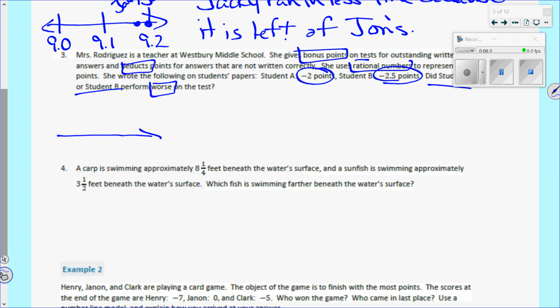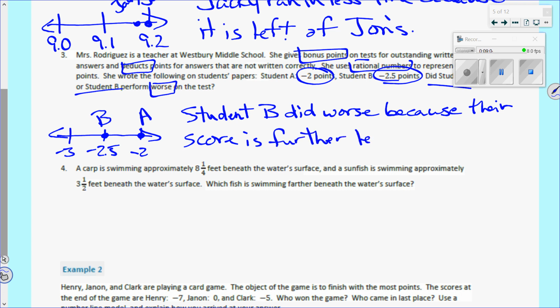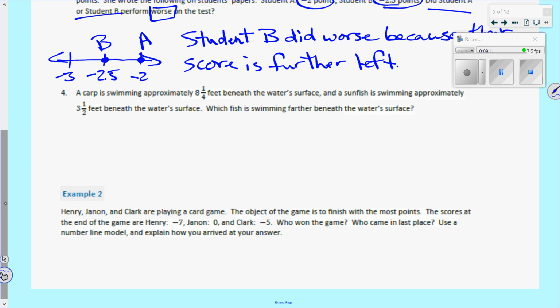Again, because I have to have a number line anyway because of the directions, I'm going to go ahead and do one with negative 2, 2.5, 3. Negative 2 is going to be student A. Negative 2 5/10 is student B. So who did worse? Why? Perfect. Student B did worse because their score is further left. Because their score is more negative than student A. And on the negative side, the larger the number, the smaller its value is.